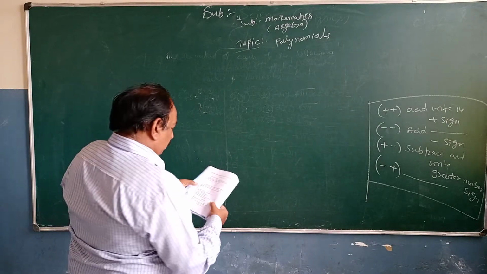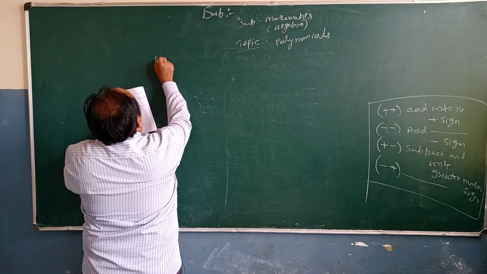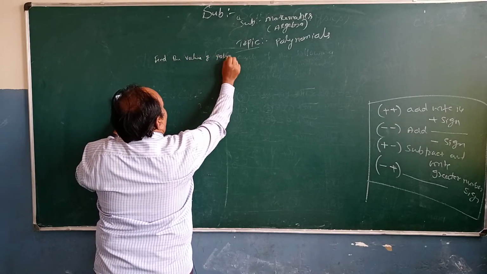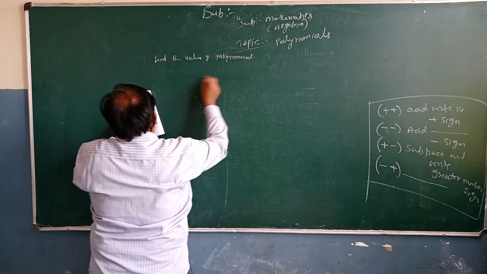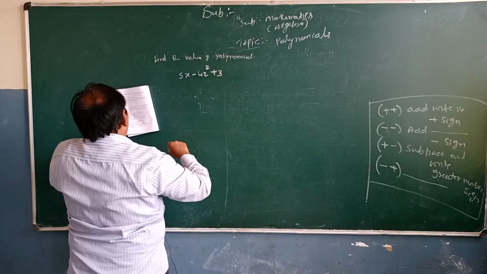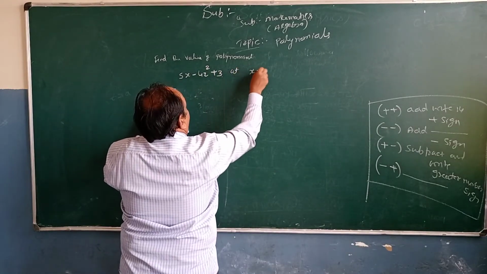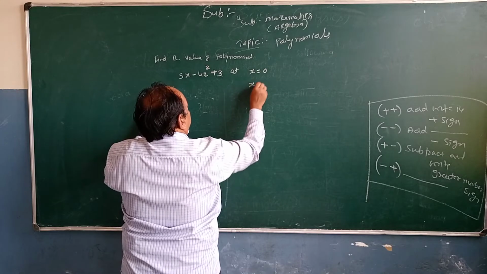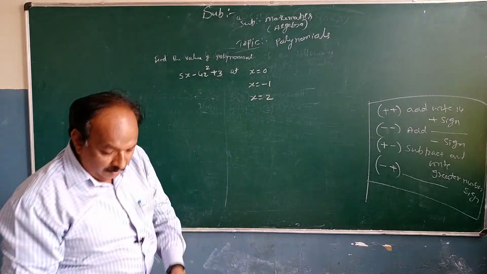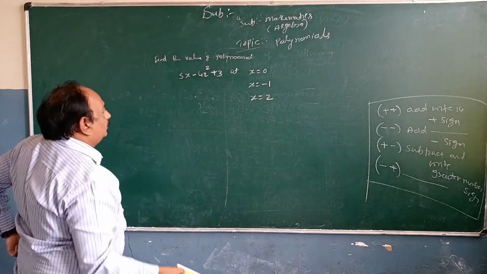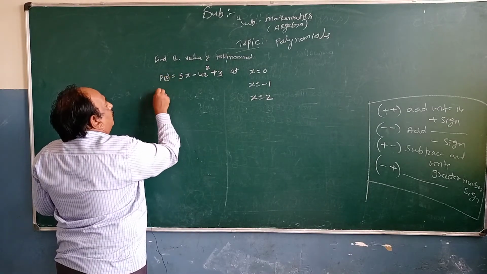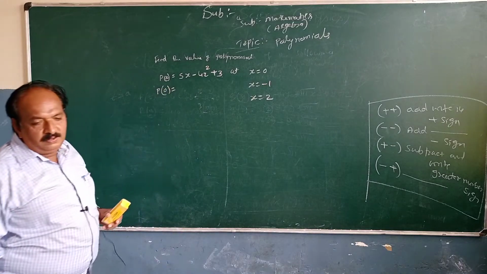Find the value of the polynomial 5x minus 4x square plus 3 at number 1, x is equal to 0, number 2, x is equal to minus 1, number 3, x is equal to 2. Find the value of each of the following. First one, this is polynomial of x, polynomial of 0.